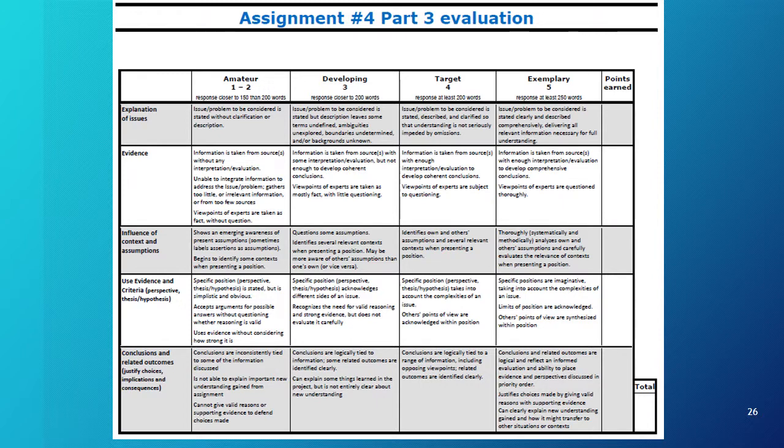This is a screenshot of the rubric that I developed for the comparing and contrasting paragraphs that the students would be doing in assignment 4, part 3.